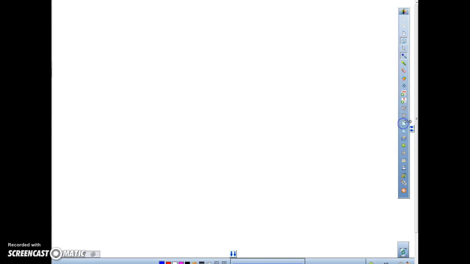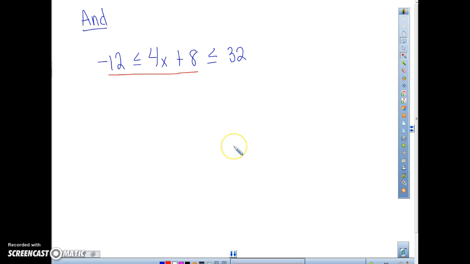So let's get into our first problem. The first two problems that we're going to do are "and" problems. The first one says negative 12 is less than or equal to 4x plus 8 is less than or equal to 32. This is the first time you've probably seen a problem in this form, where it's like two problems in one. Really, you can act like it's two problems. You can rewrite this as negative 12 is less than or equal to 4x plus 8 as one of your problems, then write the word "and," 4x plus 8 is less than or equal to 32, and solve it like that. As long as you have the word "and," you could do that.